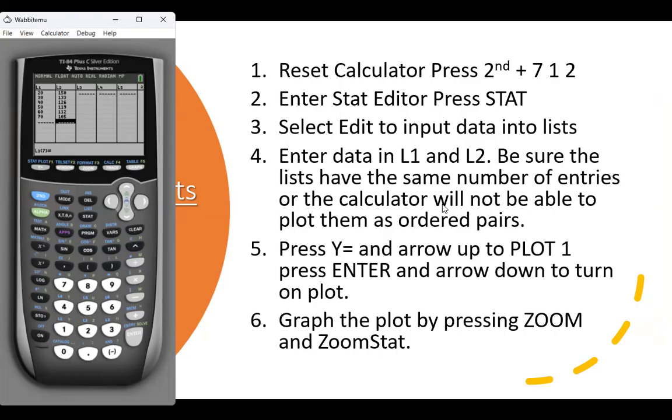Okay, how do we do? So now that we've input our data, so we've gotten down to this part, L1, L2 were defined, we put them in. We're now going to use the shortcut.